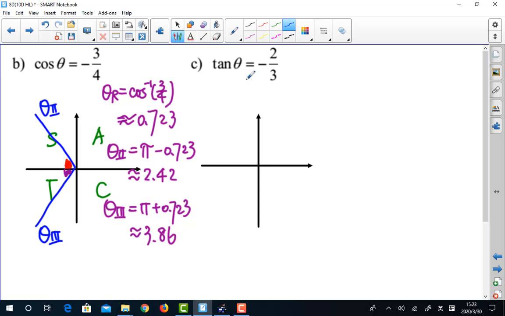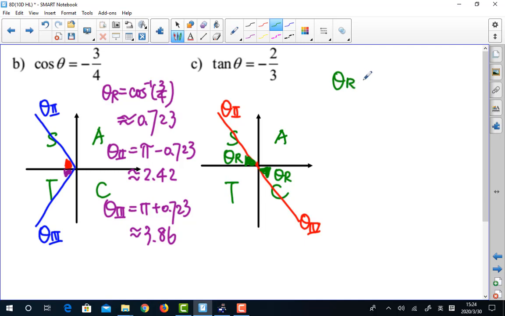The same method can be used to solve C. Tangent theta equals negative 2/3. All Students Take Calculus. Tangent is negative, so the angle can be in the second quadrant and the fourth quadrant. The reference angle for each quadrant is this one and this one. These two reference angles are the same. So find the reference angle by using tangent inverse positive 2/3 only.